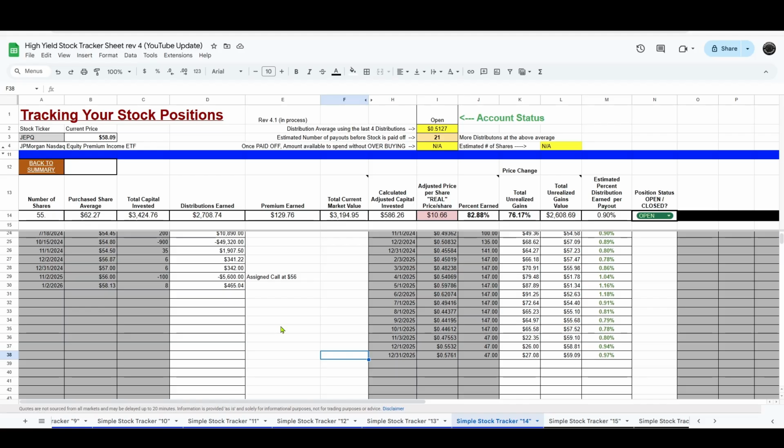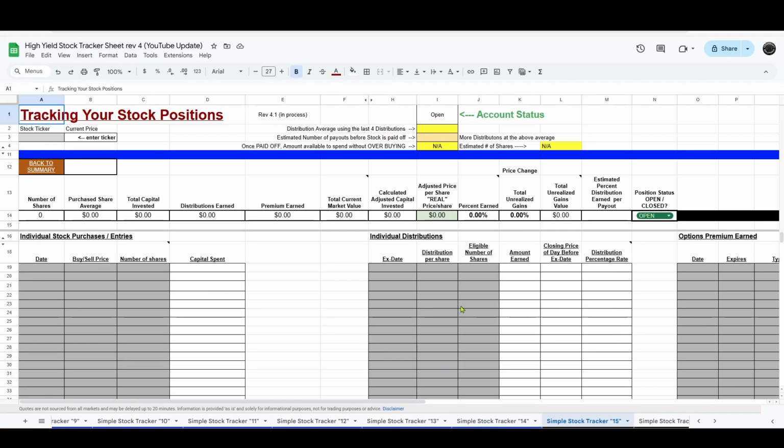That I can then deploy into other stocks or ETFs. And that's the idea here. But in the end, even if I went completely out of JEPQ, even though I did raise my real price per share, if I were to sell all 55 shares of my position in JEPQ, I would still earn $2,600. So I'm still in the green, but I'm looking for a long-term deal on this one.